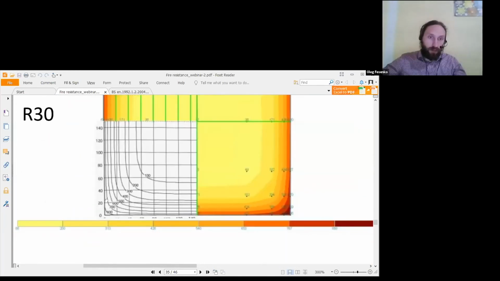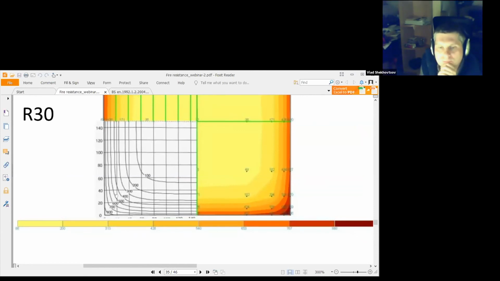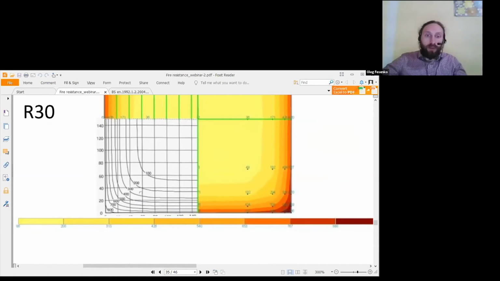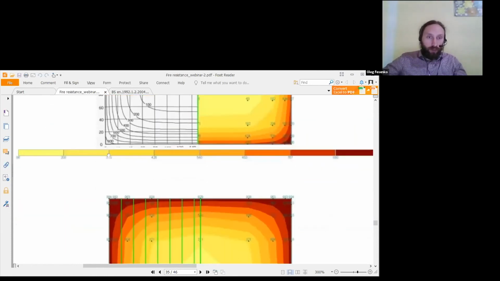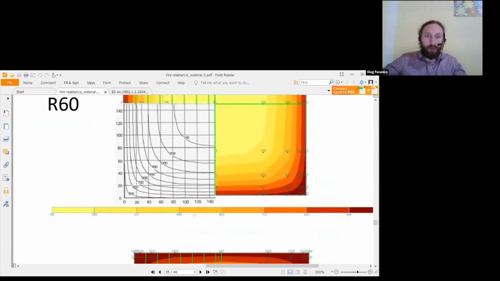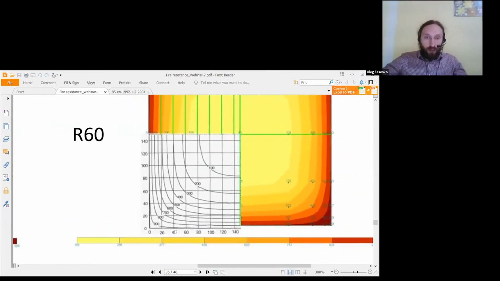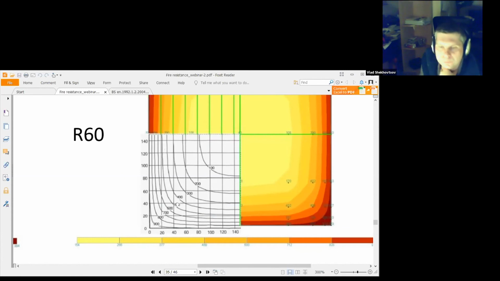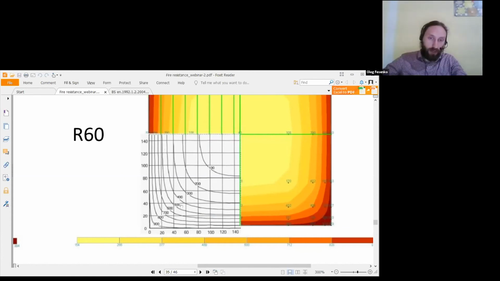Yes. For example, if you're talking about 1 hour, about 40 millimeters and the size of the rectangular cross section 300 millimeters, as you see, it's near 500 degrees after the hour of fire exposure.